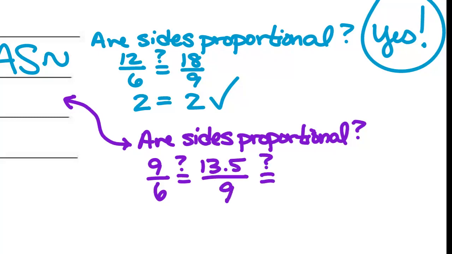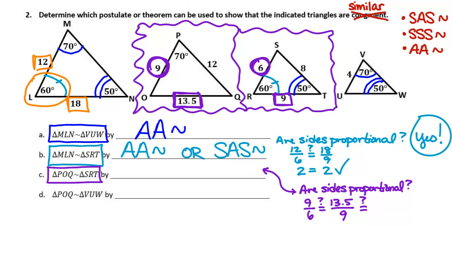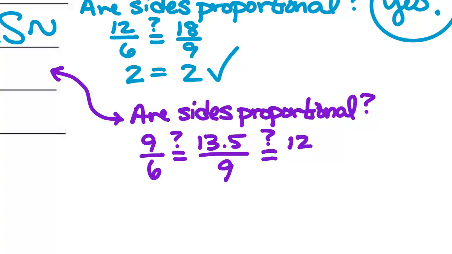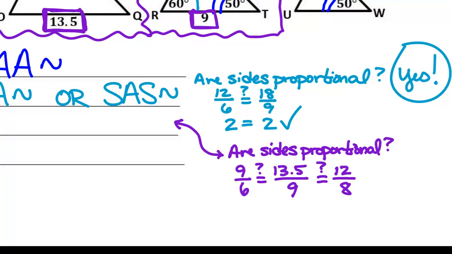And then what's my leftover ones? 12 and 8. So 12 over 8. I have to see if these come out to be equal. What is 9 divided by 6? 1.5. What about 13.5 over 9? 1.5 again. 12 over 8? 1.5. All of these came out to be the same. So my sides are proportional.